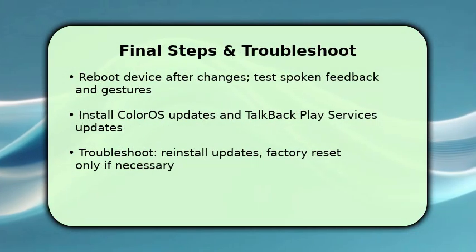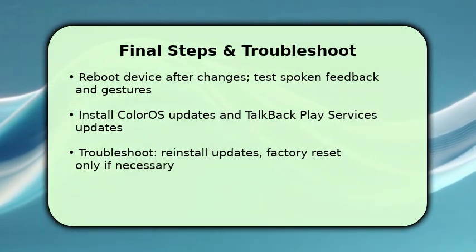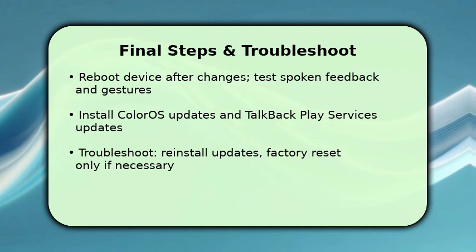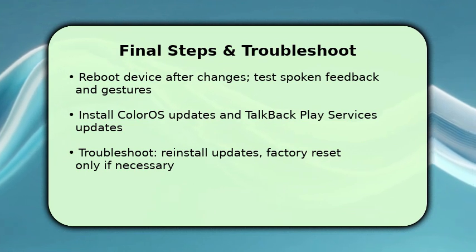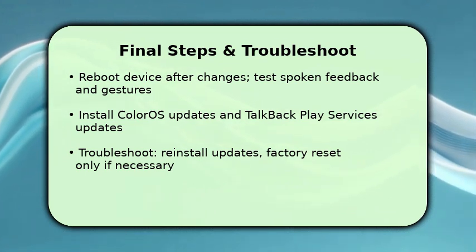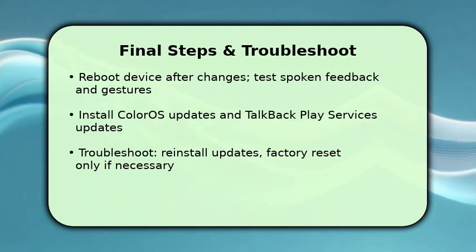You finish by rebooting the device to apply changes and then test spoken feedback, navigation gestures, and any shortcuts. Make sure Color OS and Talkback-related Play services are up to date because incompatibilities cause failures. If problems persist, reinstall updates or uninstall Talkback updates to roll back.